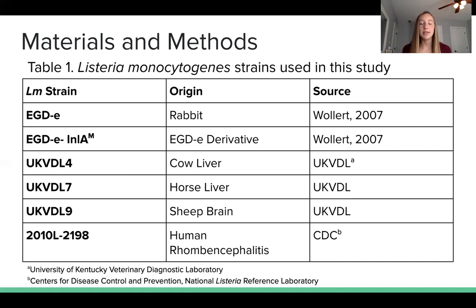I also worked with UKVDL4, 7, and 9, which were all isolated by the UK Veterinary Diagnostic Labs. And I also worked with 2010L2198, which was isolated by the CDC. Now, the 2 most important strains in this table are UKVDL9 and 2010L2198. That's because both of them are neurotropic strains, and so a lot of my research is focused on those 2 specifically.